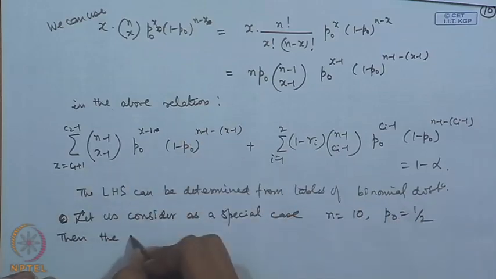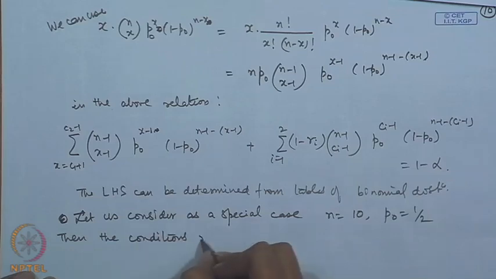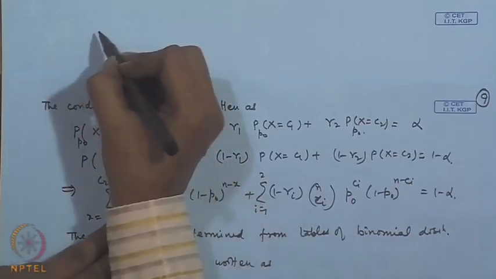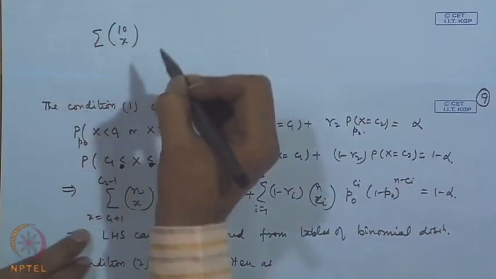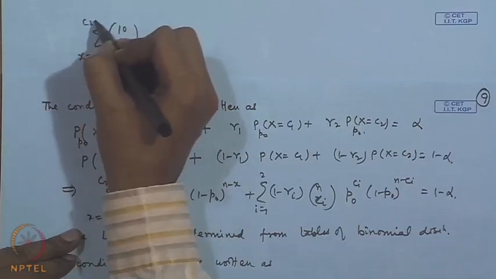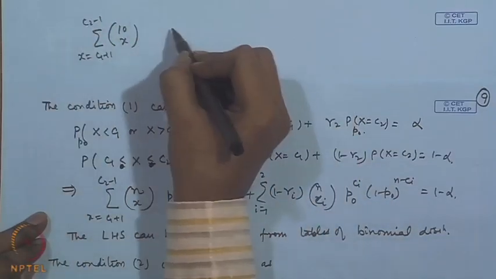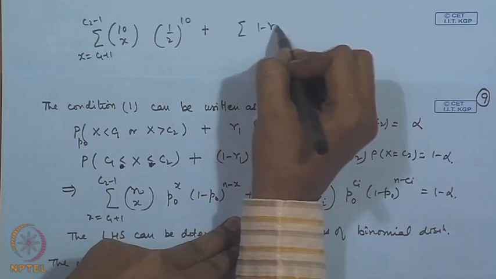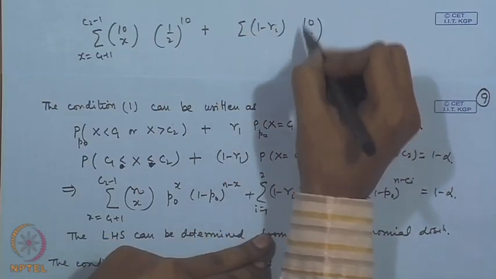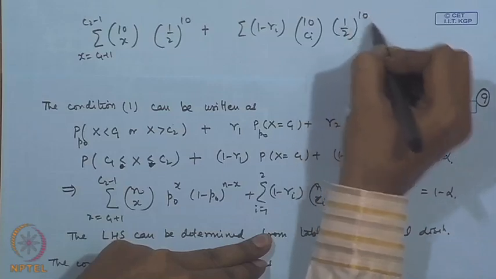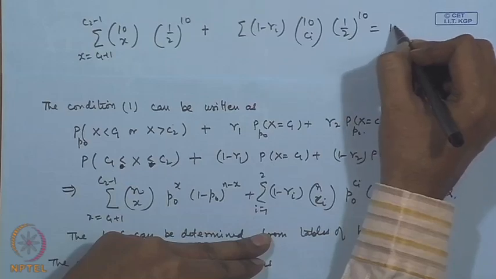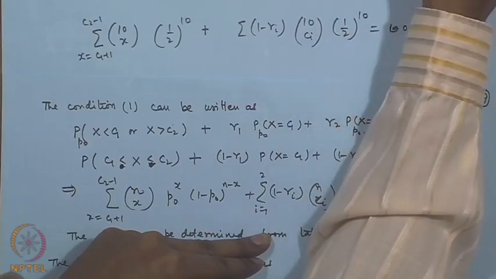Then the conditions reduce to, let me write it here one by one. So, the first condition you can see here, it is n C x. So, this is becoming sigma 10 C x, x equal to c 1 plus 1 to c 2 minus 1. This is becoming half to the power n, that is half to the power 10, plus sigma 1 minus gamma I 10 C c I, and once again half to the power 10, is equal to 1 minus alpha. Suppose I say alpha is equal to 0.1. So, this is becoming 0.9, say. Suppose I am taking alpha equal to 0.1.